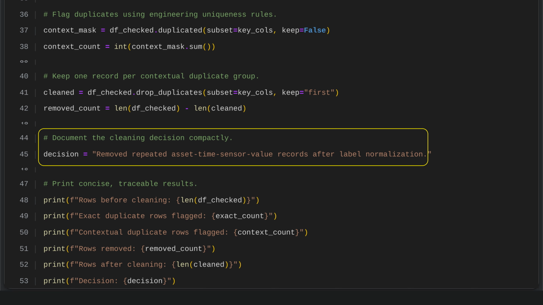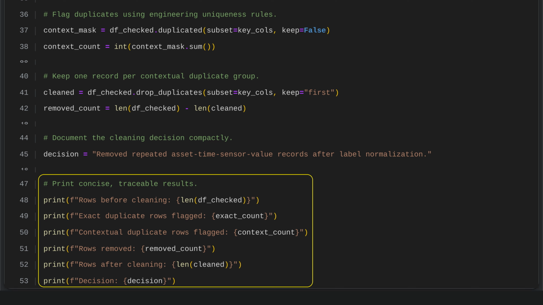The code records a clear decision about data cleaning. After asset labels were normalized, duplicate records with the same asset, time, sensor, and value were removed. This documentation makes the cleaning process easier to trace and understand. The cleaning summary reports the row count before processing, then shows how many exact and contextual duplicates were found. Contextual duplicates are identified using key engineering fields such as asset, timestamp, and sensor. It then reports how many rows were removed and how many remain, ending with a brief decision statement that documents the cleaning action for traceability.